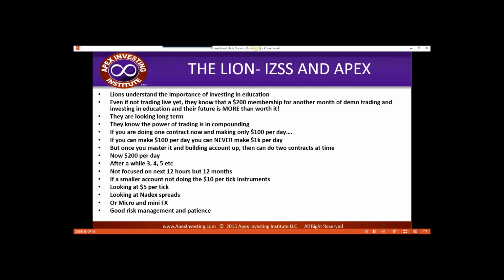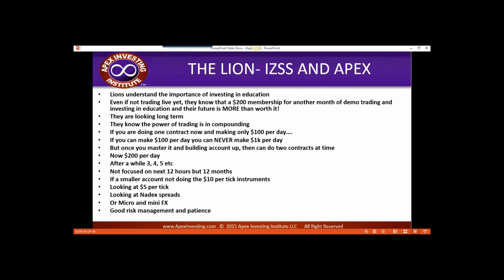Okay, let me say that again. If you can't make $100 a day, you'll never make $1,000 a day. Trading is all about compounding. Once you master it and you're trading and making $100 a day and you're building your account up and you're successful and profitable, then over time you can do 2 contracts every trade. Now $100 a day becomes $200 a day. And after a while, you add on and you do 3 contracts at a time, and then it's $300 a day, and then it's $400 a day, and $500. It grows. Again, you can't be focused on the next 12 minutes or 12 hours. You've got to focus on the next 12 months, and you slowly compound.